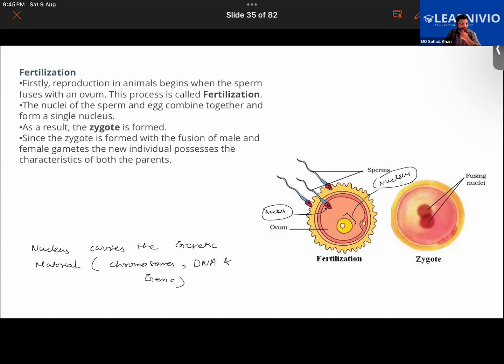So what I'm saying is that when fertilization occurs, the sperm and the ovum fuse together, and further, the nucleus of both the cells fuses together. The nucleus carries the genetic material. By the way, it is also important to note that when fertilization takes place, a new cell is formed that is called a zygote. Sperm and ovum fusing together form a new cell, that is simply the zygote.